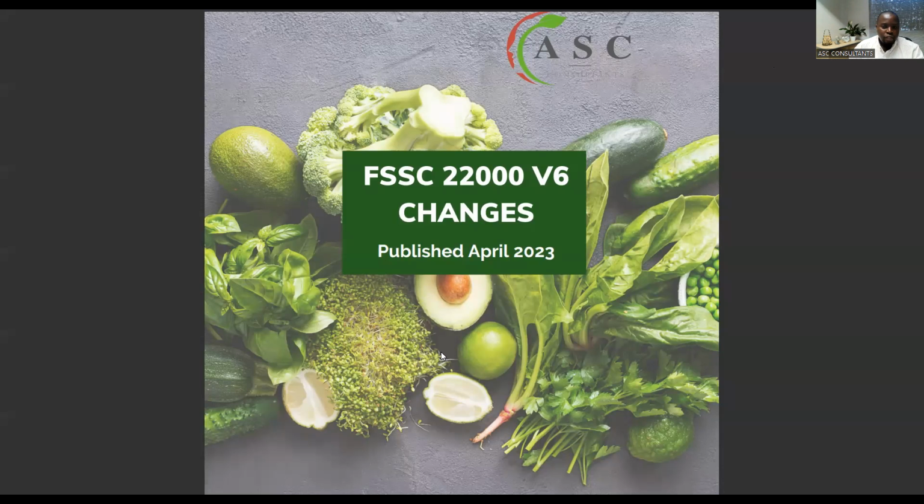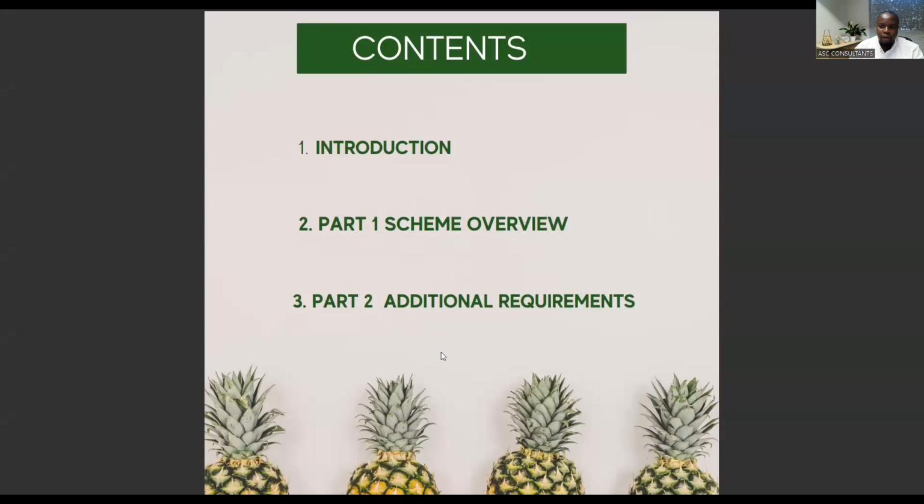Okay. So we are going to conduct this webinar in 3 parts. We are going to start with the introduction, introducing the FSSC 22000 version 6 changes. Then we are going to proceed to part 1, where we will look at the scheme overview. And lastly, part 2 will cover the additional requirements that have been introduced, which most of the sites will be audited against from next year.